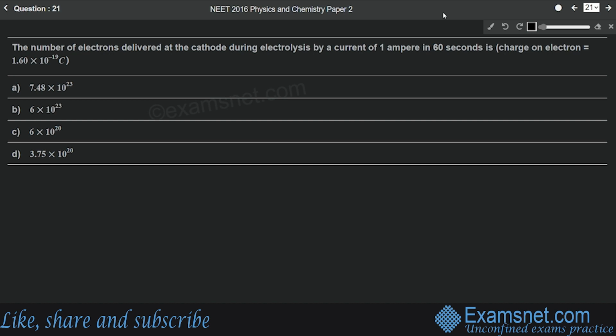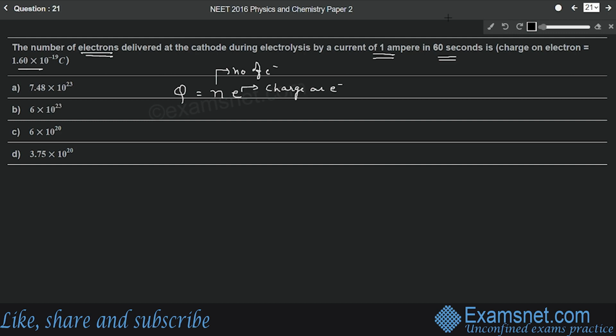Question number 21 is from the chapter Electrochemistry, and the question is: the number of electrons delivered at the cathode during electrolysis by a current of 1 ampere in 60 seconds is, okay, charge on the electron is given as 1.6 into 10 to the power minus 19 coulomb. Now we know that the charge Q is equal to number of electrons into the electronic charge. Okay, N is number of electrons, whereas e is charge on each electron.